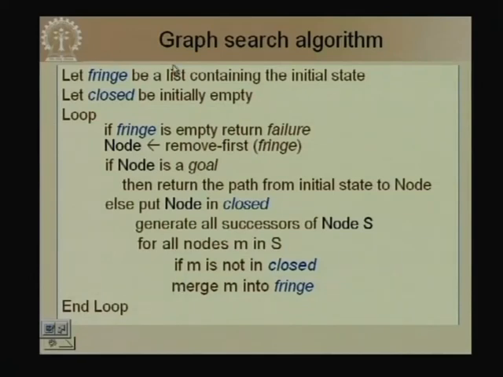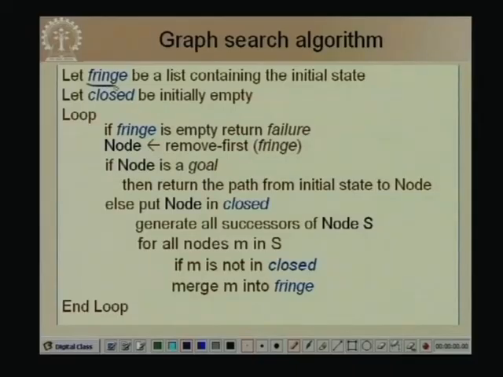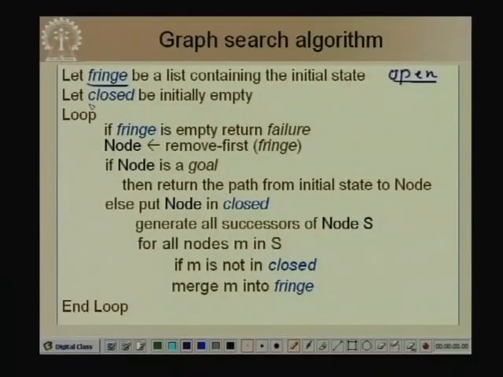Now, this is the basic graph search algorithm, which is a variation of the basic tree search algorithm that we looked at earlier. Fringe is a list containing the initial state. A fringe is often referred to as open. These are the nodes which are in the frontier of the search tree, which are candidates for expansion. It is called the open list or the fringe. Closed is another list. It is initially empty and it will keep all the expanded nodes. So, the algorithm proceeds like this.